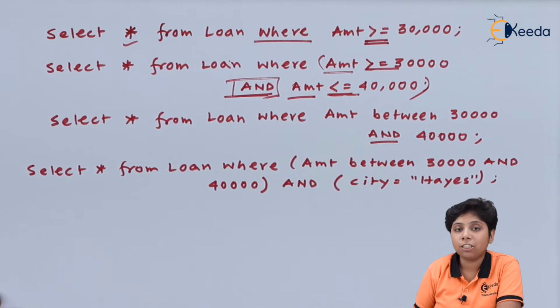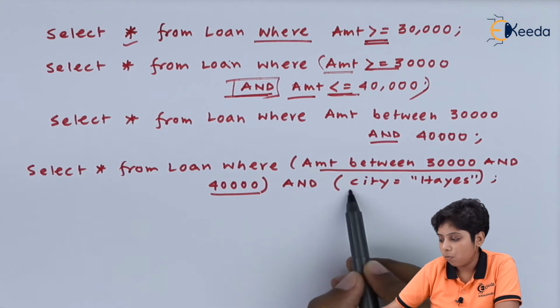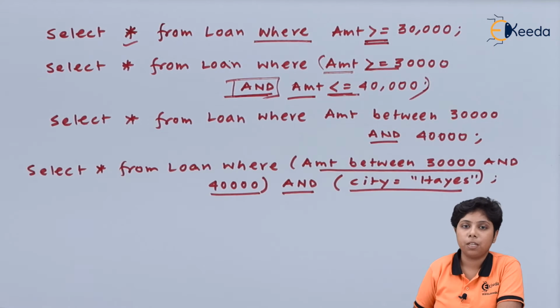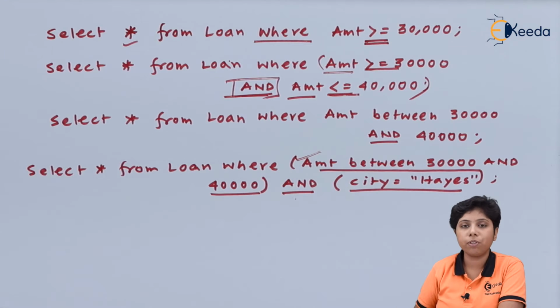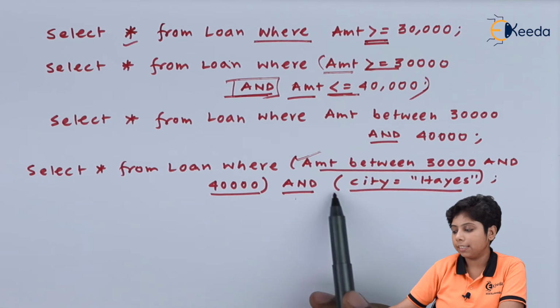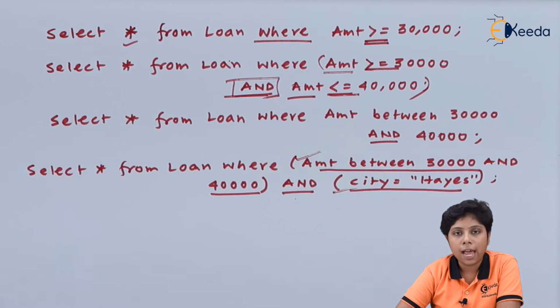See here, we are actually joining two different clauses with the AND statement. So this AND keyword is just joining that the amount is between 30,000 to 40,000 and the city is equal to Hayes. Now, other than using an AND, suppose I am saying that the amount is greater than 30,000 and less than 40,000, or the customer can live in Hayes. So we can just change this statement, the AND, to an OR.